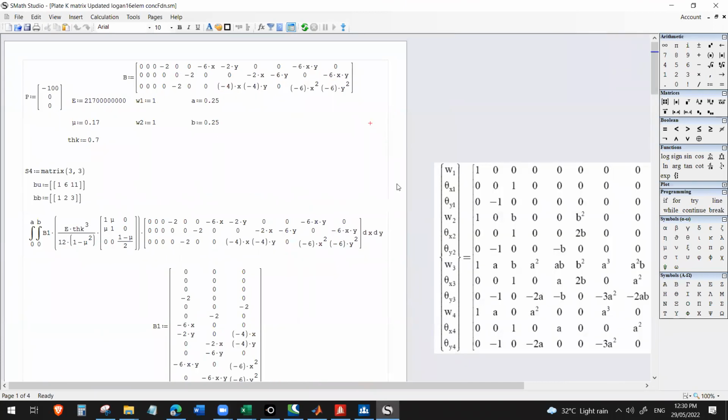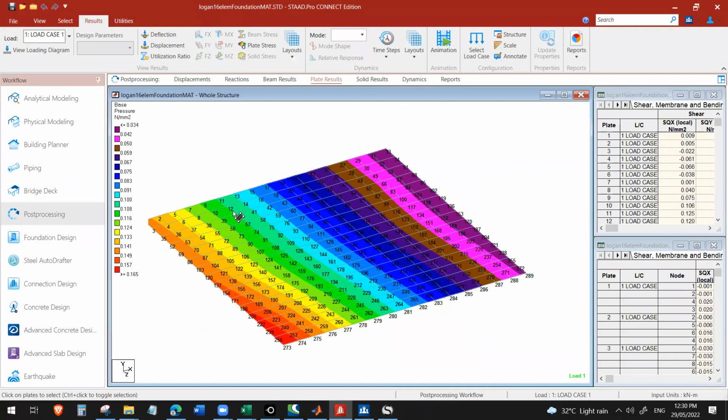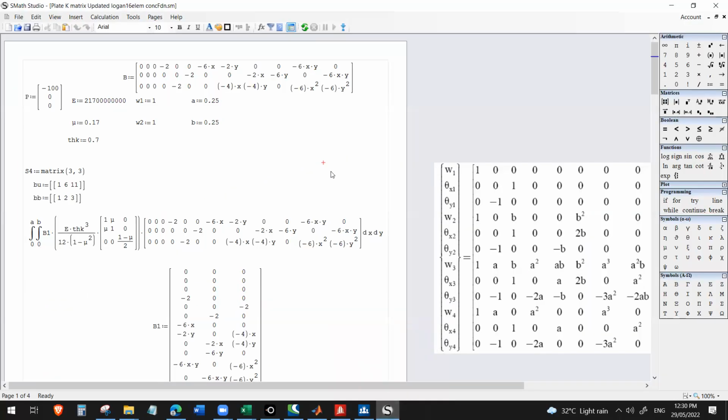Okay, so let's now proceed with our SMAT. Although I'll try whether SMAT can still handle this 256-element model. But first, let's get the stiffness matrix of a single plate.